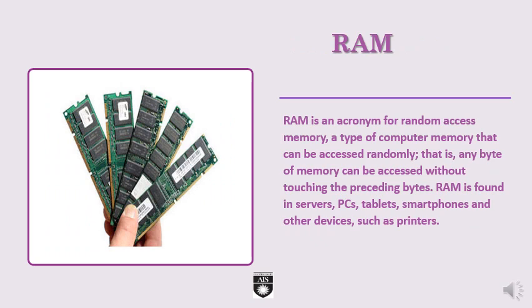This is RAM. RAM is an acronym for Random Access Memory, a type of computer memory that can be accessed randomly. That is, any byte of memory can be accessed without touching the preceding bytes. RAM is found in servers, PCs, tablets, smartphones and other devices such as printers.